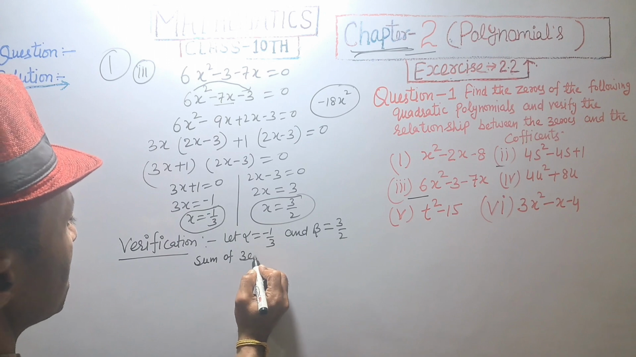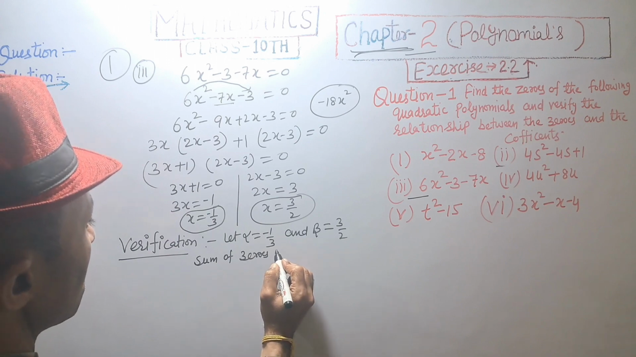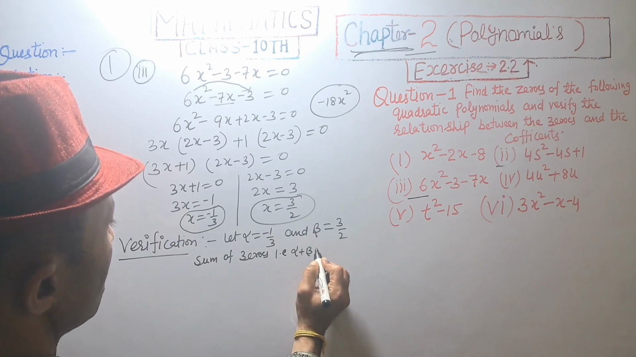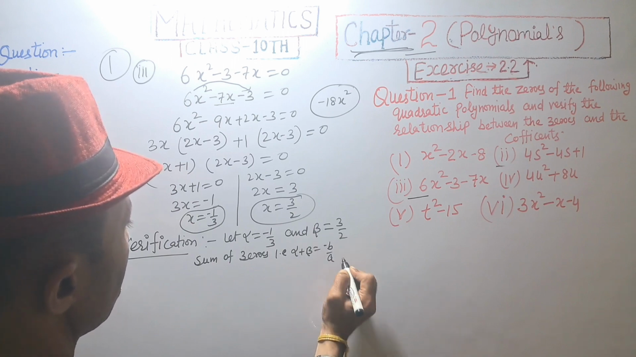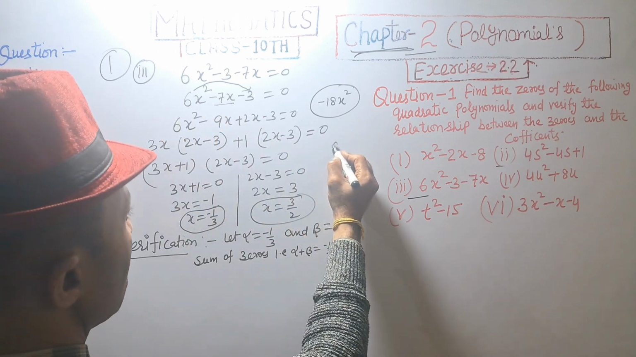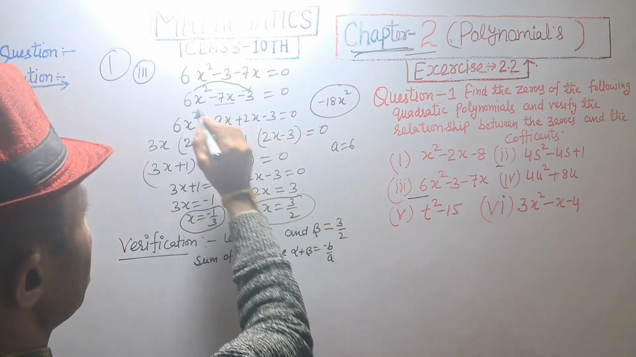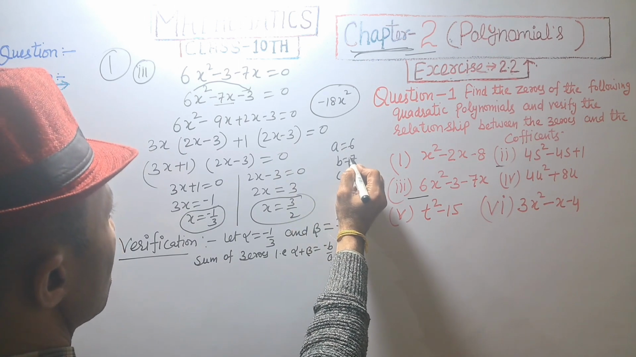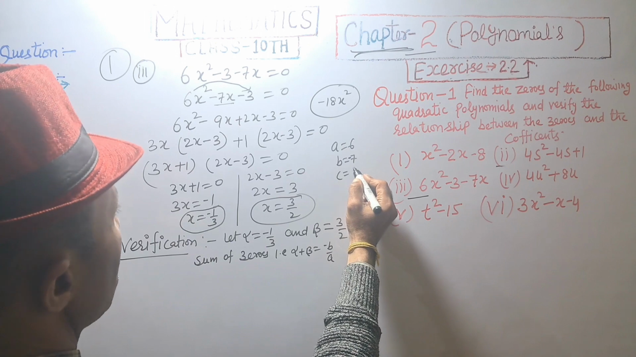Sum of zeros, that is alpha plus beta, is equal to minus b upon a. And in this quadratic polynomial, a is equal to 6, b is equal to minus 7, and c is equal to minus 3.